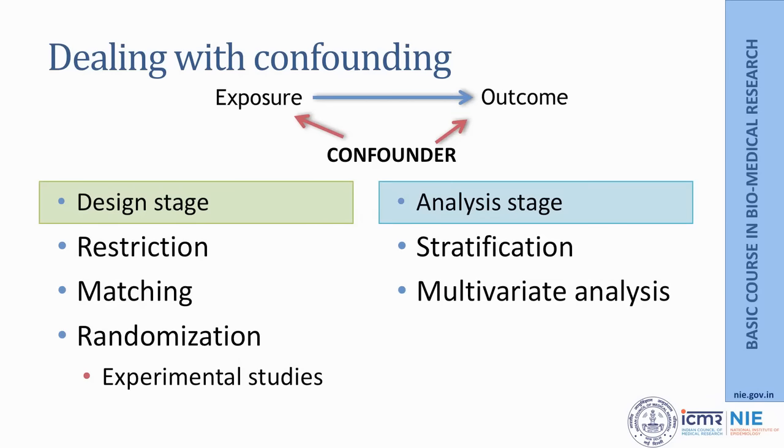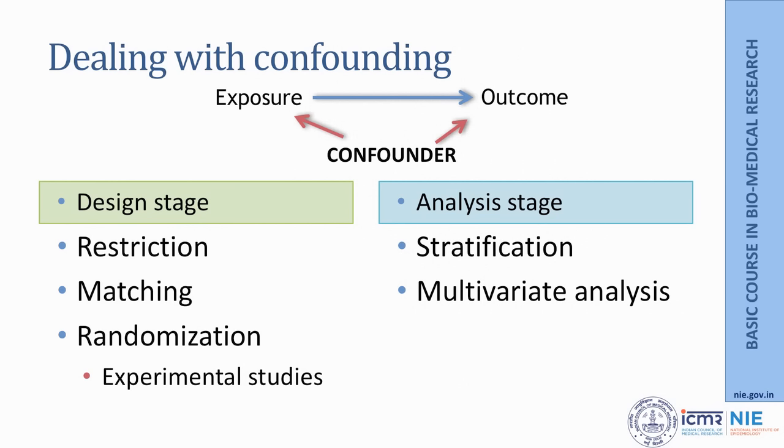So, how does confounding happen? Diagrammatically, the confounder is a third factor, a variable which influences both the exposure and the outcome. And when we are trying to determine the association between the exposure and outcome, this association is influenced by this third factor. Now, we can deal with confounding both at the design stage and at the analysis stage. It's always better to deal with it at the design stage than to take care of it at the analysis stage.